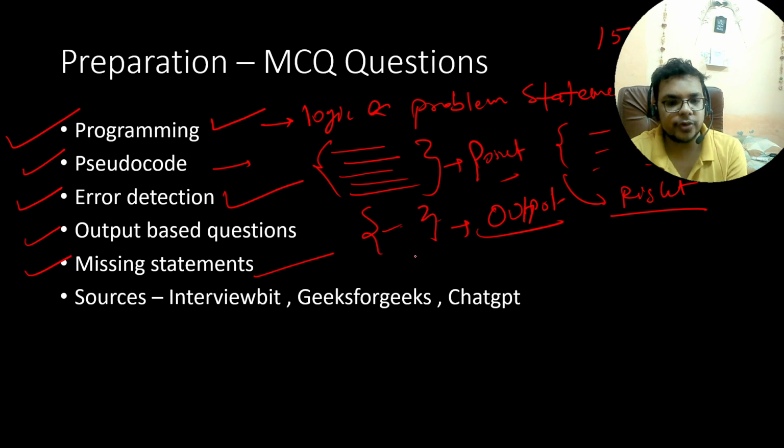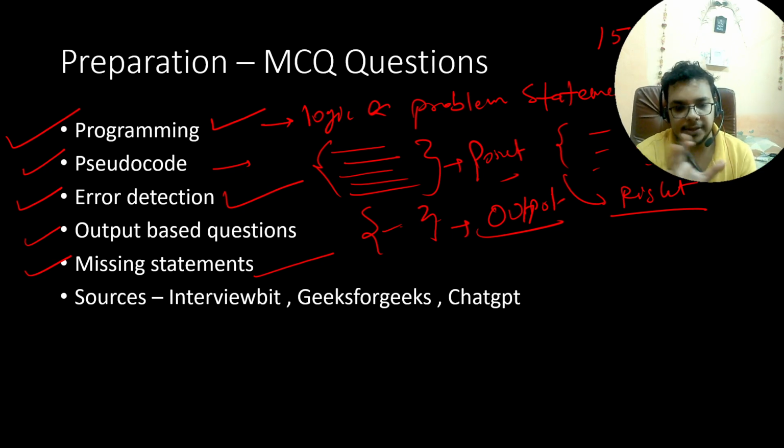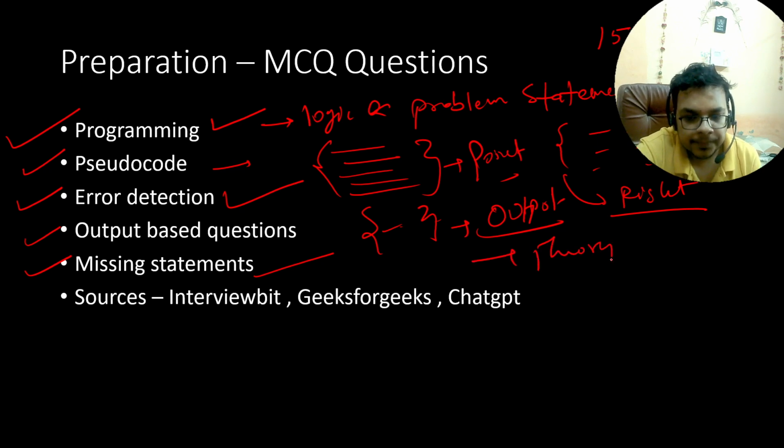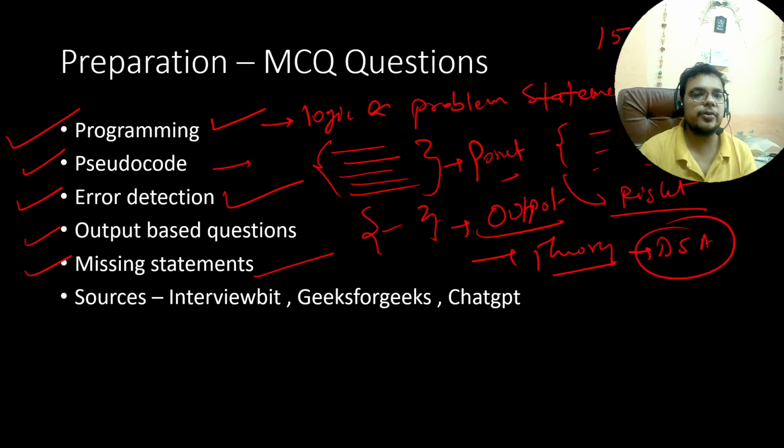So there can be some questions related to a missing statement. Suppose a snippet is given, they can ask you what will be the missing line which you need to fill. Also some theory questions related to data structures and algorithms can be asked. Theory questions means something related to sorting, searching, graphs, dynamic programming, sliding window, heap, anything can be asked related to programming, data structures, algorithms, and some theory portion.